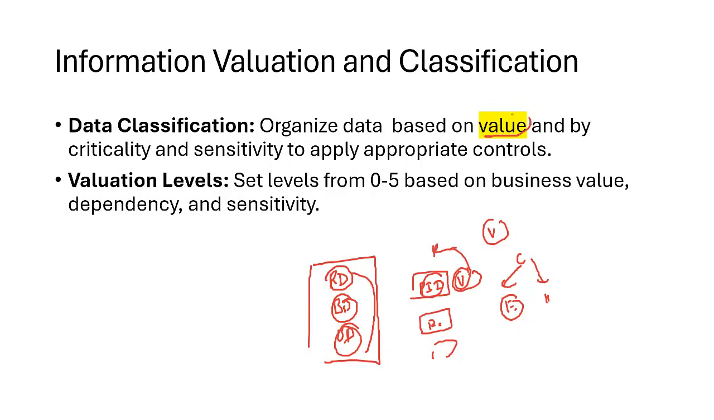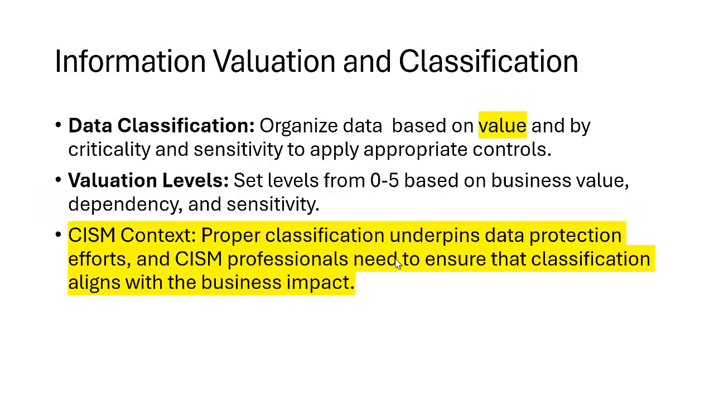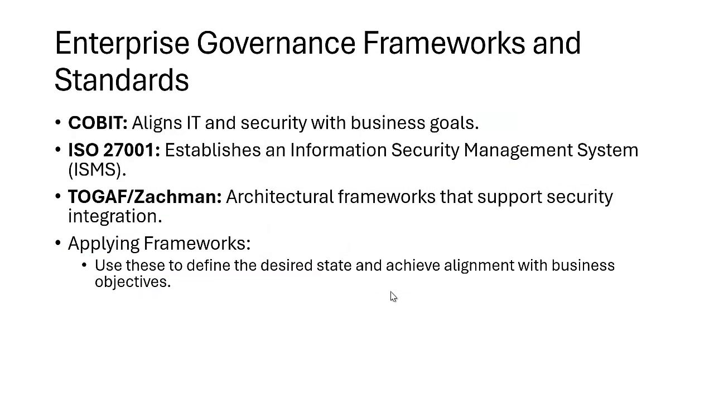Value is also of two types, qualitative and quantitative. The ultimate goal of data classification is to ensure the data should receive the appropriate level of security. Okay, and classification is the foundation for any data management. So proper classification underpins the data protection effort, and a CISM professional needs to ensure the classification aligns with the business standards. Okay, so we have some standards that you need to know, like COBIT is there.